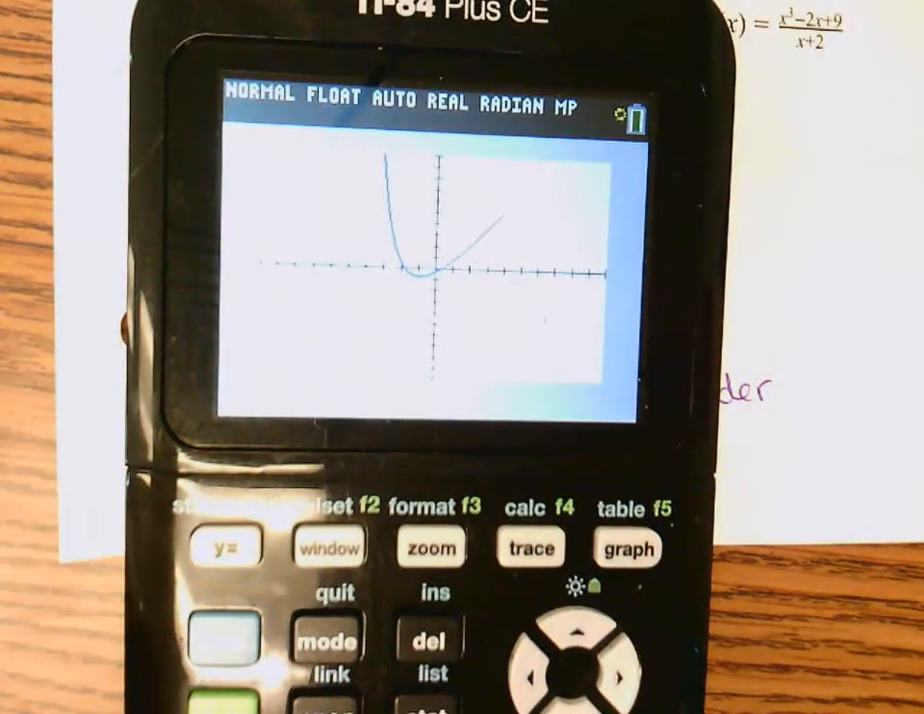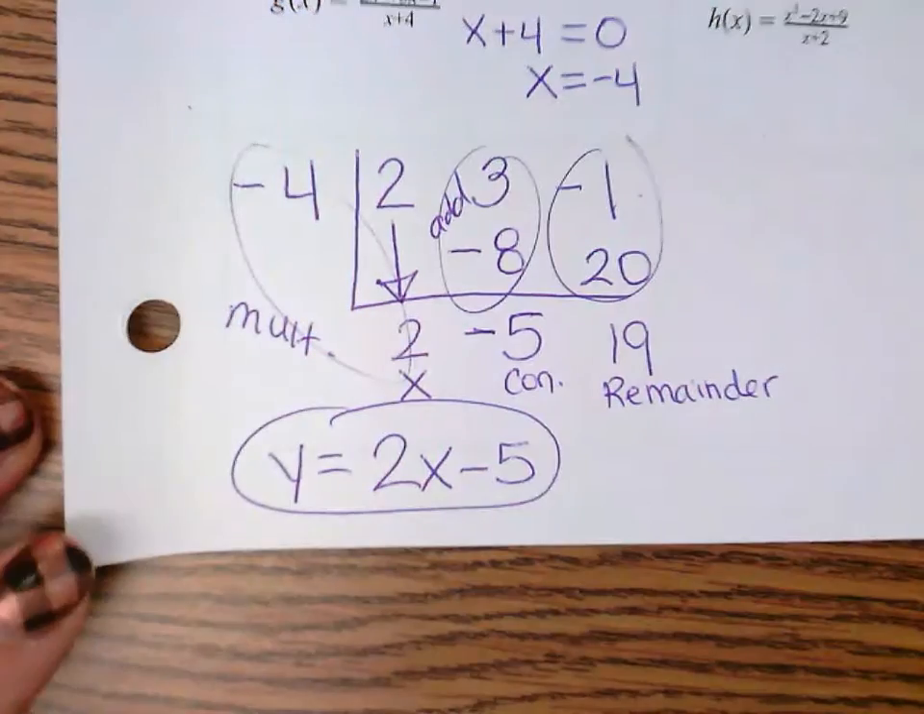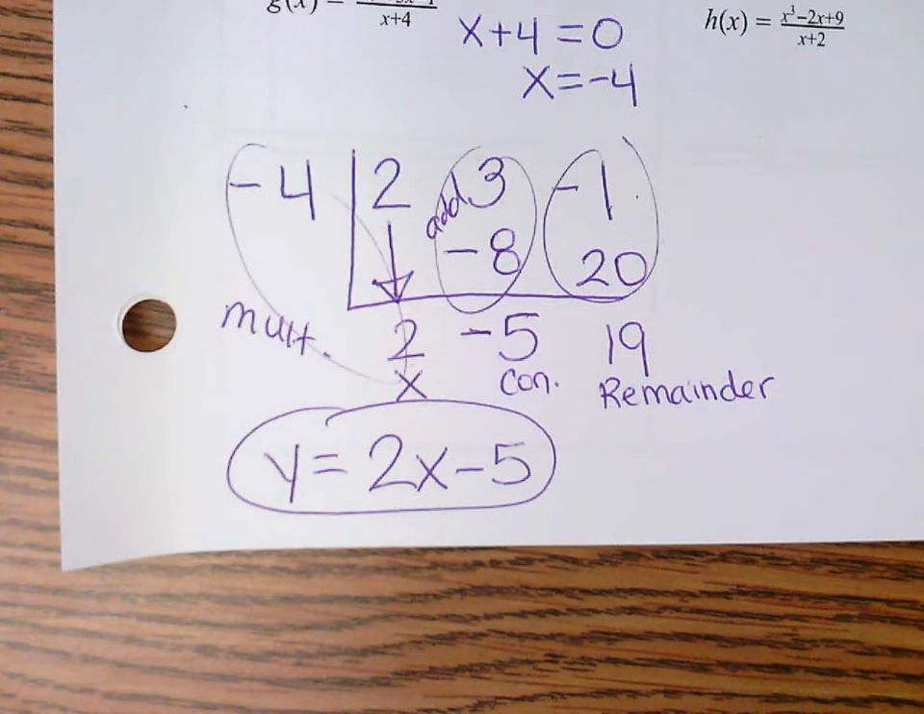So the blue is going to be the rational function. And then I put the red line in just so you could see where the asymptote is. So see how the blue line is approaching the red line? That's what an asymptote is. So let me show you 2 different ways to do this division, and you pick which you're more comfortable with.